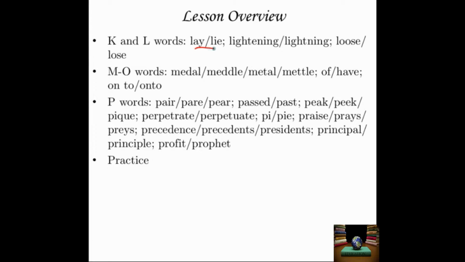L words: lay versus lie, lightening versus lightning, and loose versus lose. Then we've got some M through O words: metal, metal, metal, and metal. Of versus have. Yes, people really do get those two mixed up, and you will never get them mixed up again. And when to use on to and when to use onto.